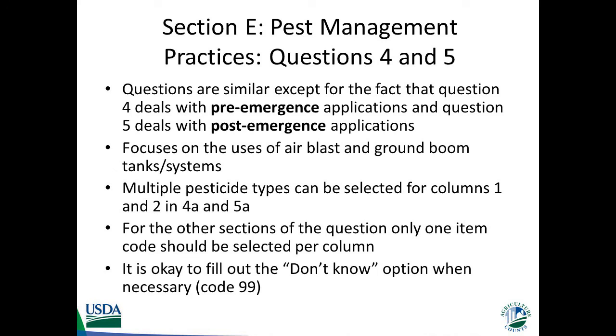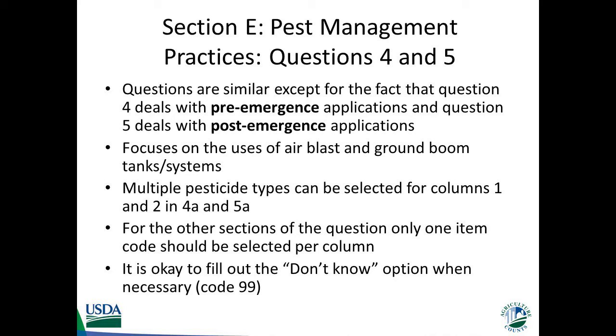Questions 4 and 5 in section E1 are very similar, except for the fact that question 4 deals with pre-emergent pesticide applications, while question 5 deals with post-emergent pesticide applications. The two separate columns are necessary to distinguish information for air blast sprayers versus ground boom tank systems. Be sure to review respondent answers to question 3 to determine the methods of spraying used in order to determine which questions should be asked. It is possible that only one column or the other needs to be completed.